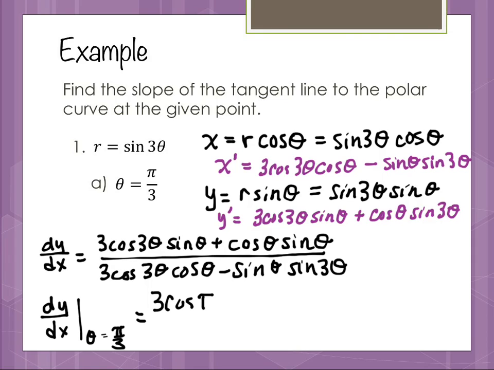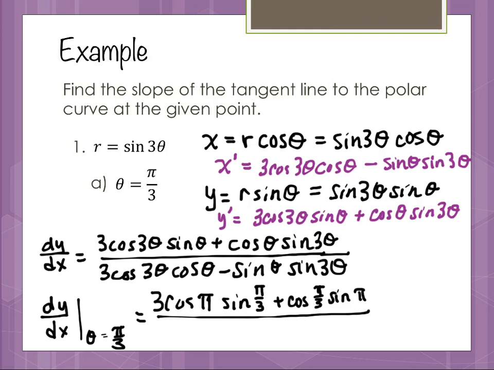So I've got 3 cosine of pi sine of pi/3, plus the cosine of pi/3 sine of, hang on, something I missed. What did I miss? A 3 right here. Did you guys get yours written in? Mine got left out, I'm sorry. So it should be sine of pi at the end. Over 3 cosine of pi/3 minus sine of pi/3 sine of pi.